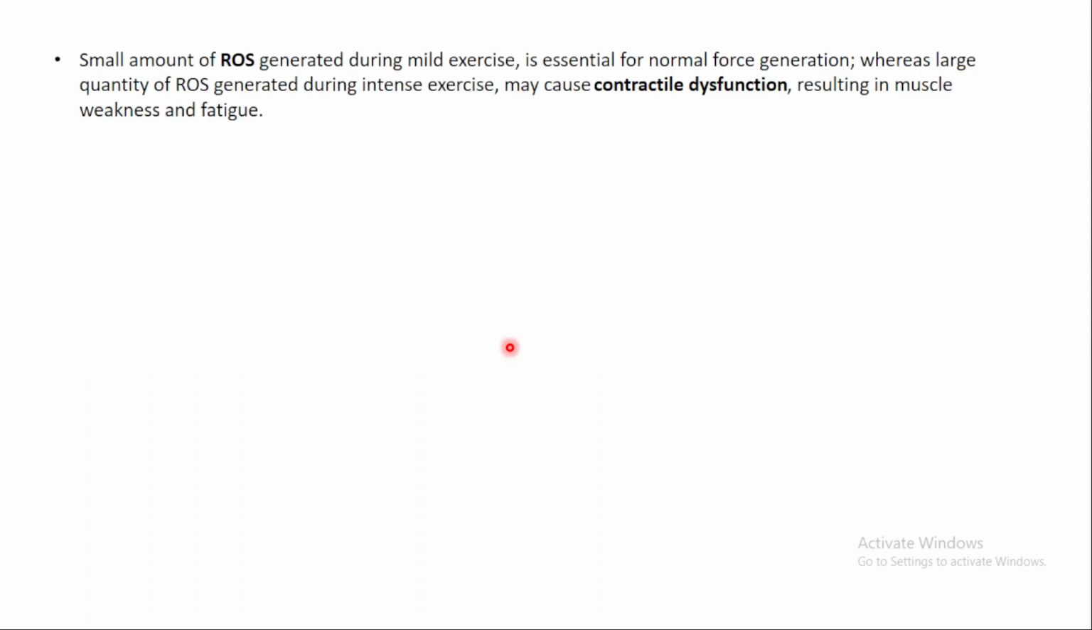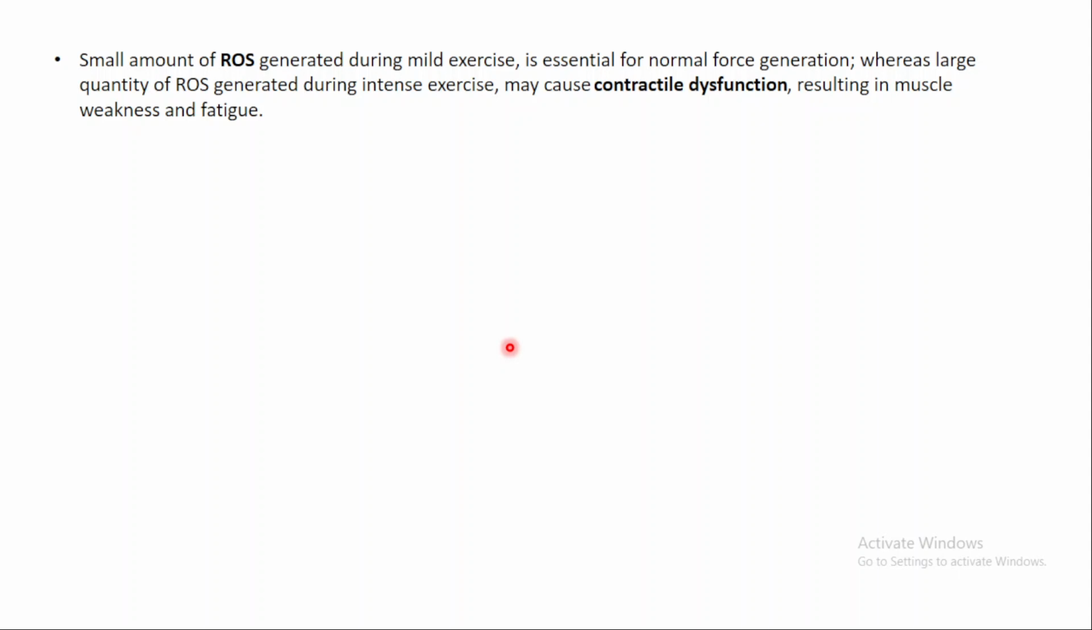So what happens in a skeletal muscle system? Exercising mouse here means the mouse is running on a hamster wheel. It's some kind of exercise, physical skeletal muscle activity for the mouse. A small amount of ROS generated during mild exercise is essential for normal force generation, whereas a large quantity of ROS generated during intense exercise may cause contractile dysfunction resulting in muscle weakness and fatigue.